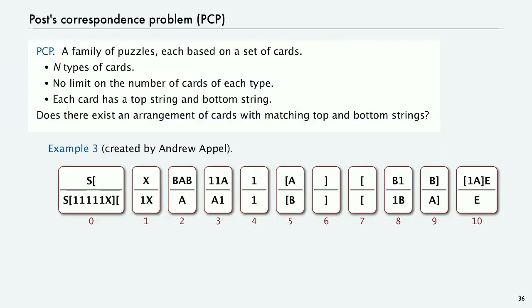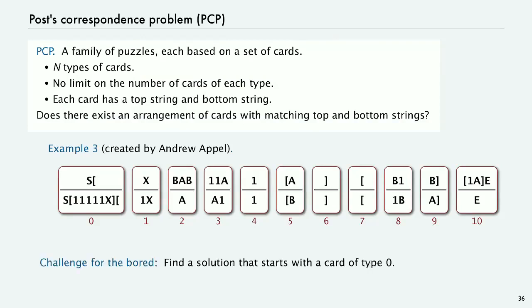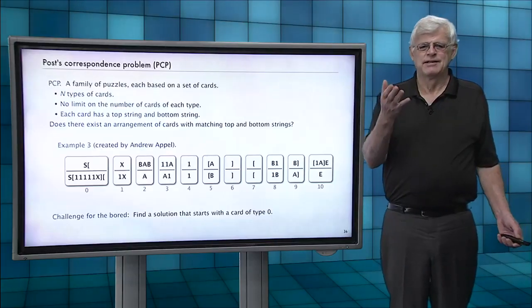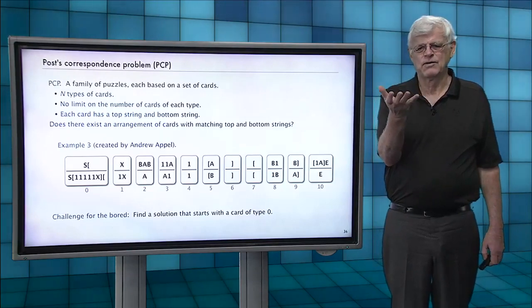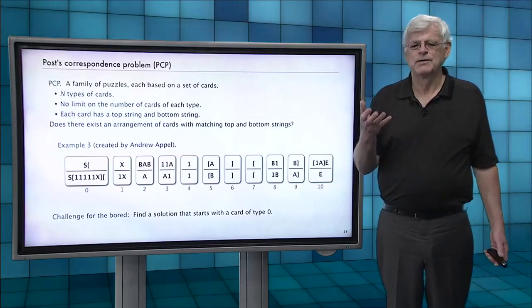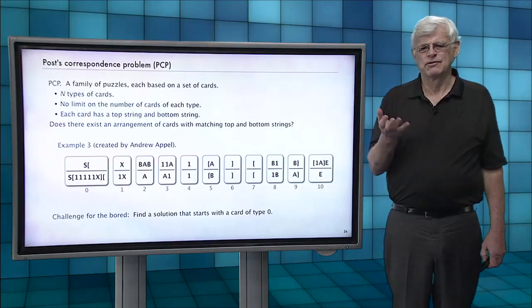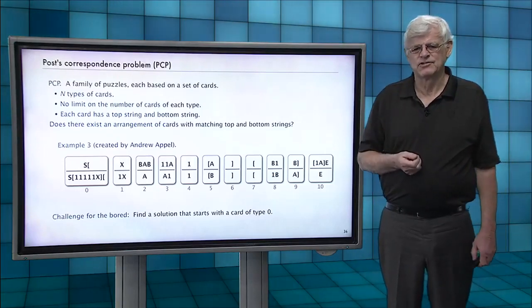Here's a much more complicated set developed by my colleague Andrew Appel. This one, there actually exists a solution that starts with a card of type 0, and you're welcome to try it. But the question is, can you write a program that would take as input the sets of cards and then tell you as output whether or not there's an arrangement that does the job?